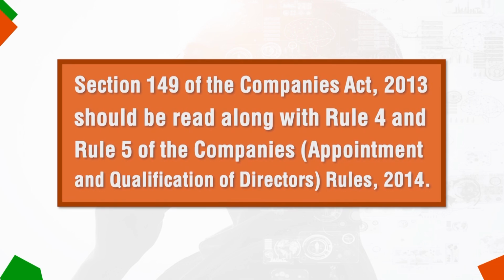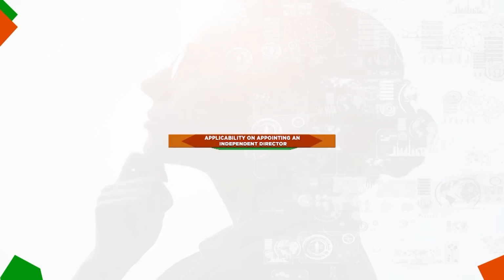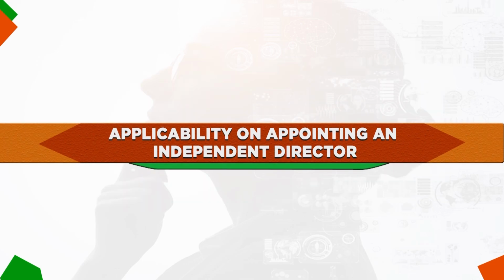The provisions relating to appointment of independent directors are contained in section 149 of the Companies Act 2013 and should be read along with Rule 4 and Rule 5 of the Companies (Appointment and Qualification of Directors) Rules 2014. Applicability on appointing an independent director. Every listed company shall have at least one-third of the total number of directors as independent directors. Any fraction contained in that one-third shall be rounded up to one.